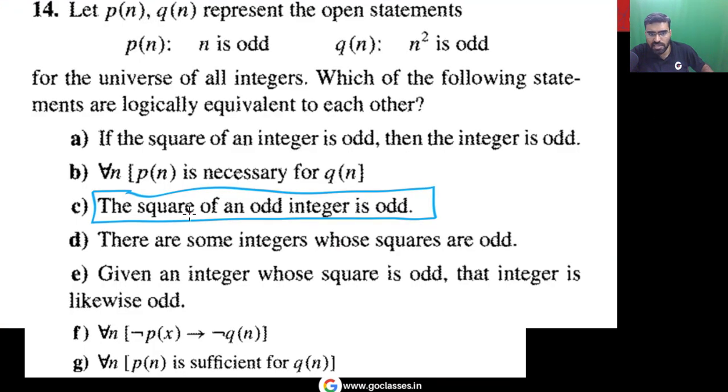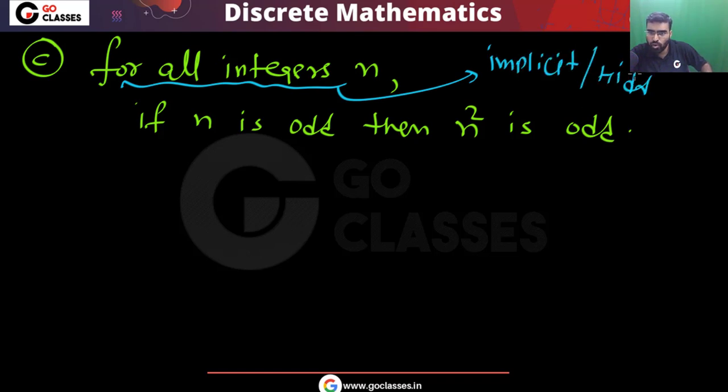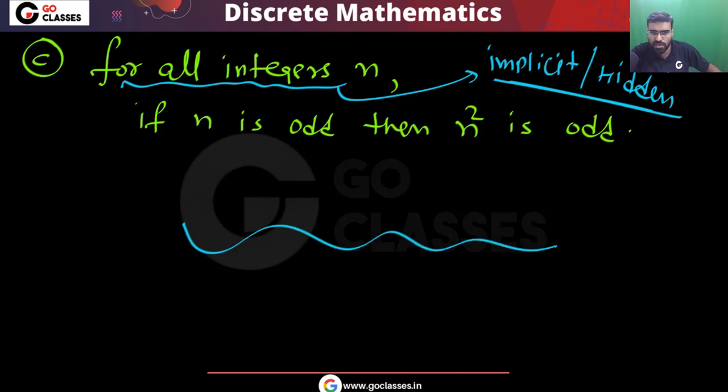So read this statement carefully. The square of an odd integer is odd means for all integers n, if it is odd, then its square will be odd. So very simple. Again, you can notice this is hidden for all integers n. This was implicit. You can call it implicit or hidden. I told you that many times universal quantification is hidden. In real life also, many times we speak statements in which universal quantification is hidden.